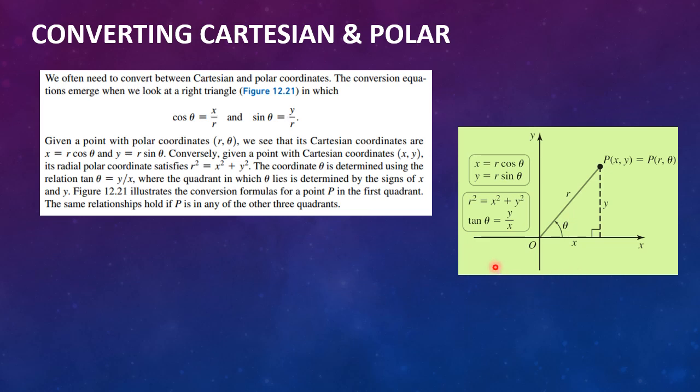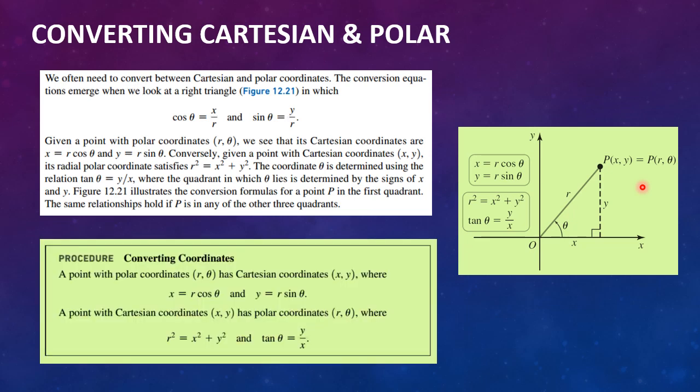Figure 12.21 illustrates the conversion formulas for a point P in the first quadrant, whether you're coming from (x, y) or (r, θ). The same relationships hold if P is in any of the other three quadrants. And here we have a restatement of this in a procedural way. A point with polar coordinates (r, θ) has Cartesian coordinates x equals r cosine theta and y equals r sine theta. And a point with Cartesian coordinates (x, y) has polar coordinates (r, θ), where r squared equals x squared plus y squared, and tangent theta equals y over x. So make sure these are in your notes. Again, you might want to do a little brush up of review of trig.